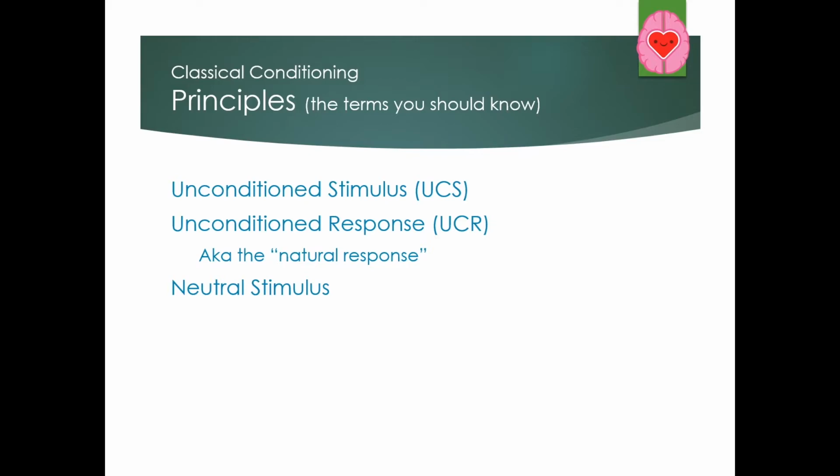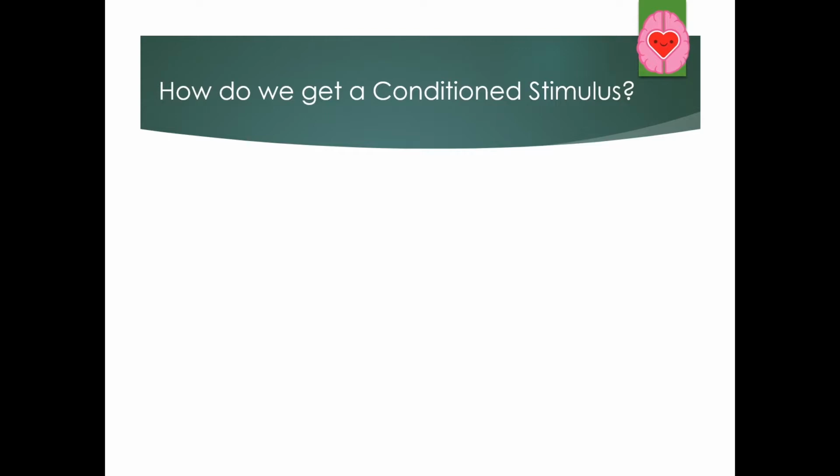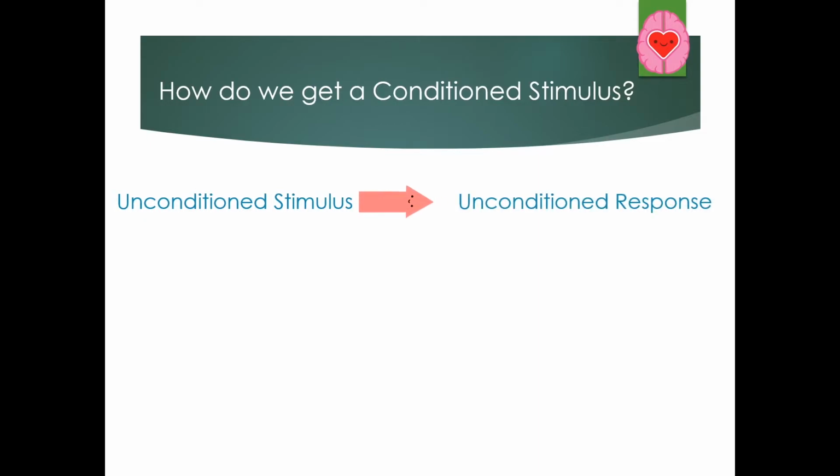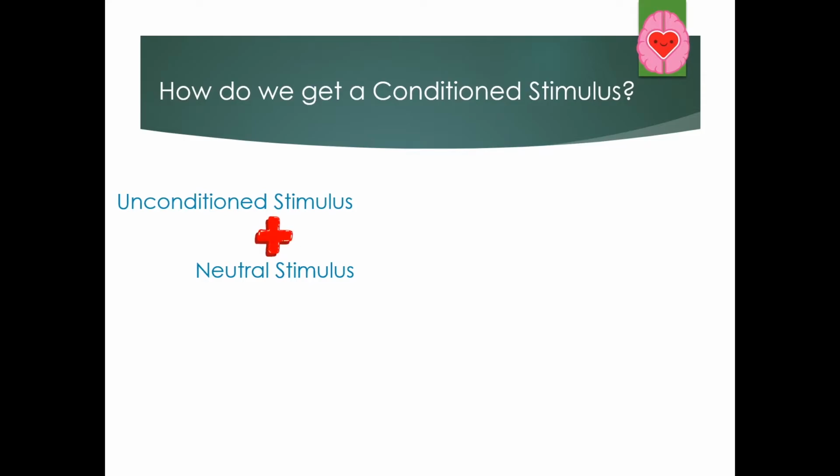But we still have yet to really break down the difference between conditioned stimulus and conditioned response. So how do we get a conditioned stimulus? Where does it come from? Well, we started with the unconditioned stimulus, which causes that unconditioned response. Separately, we have a neutral stimulus, which causes nothing. But what happens if we were to add those two together simultaneously? You have an unconditioned stimulus. Think of any of the previous examples we talked about.